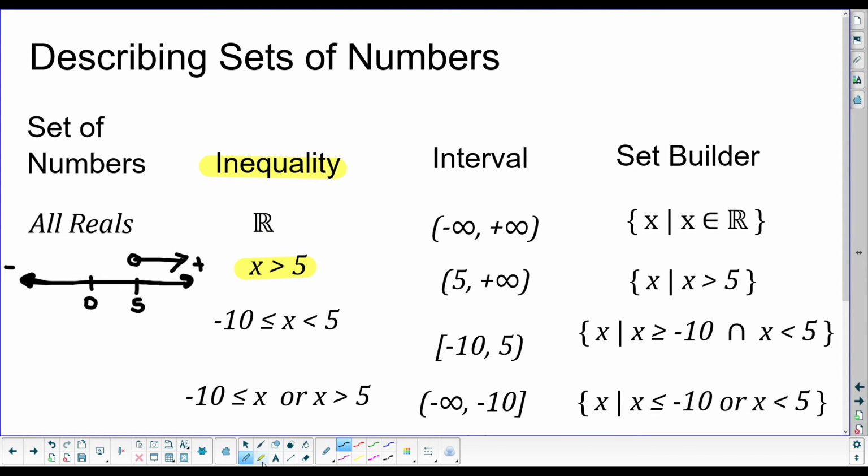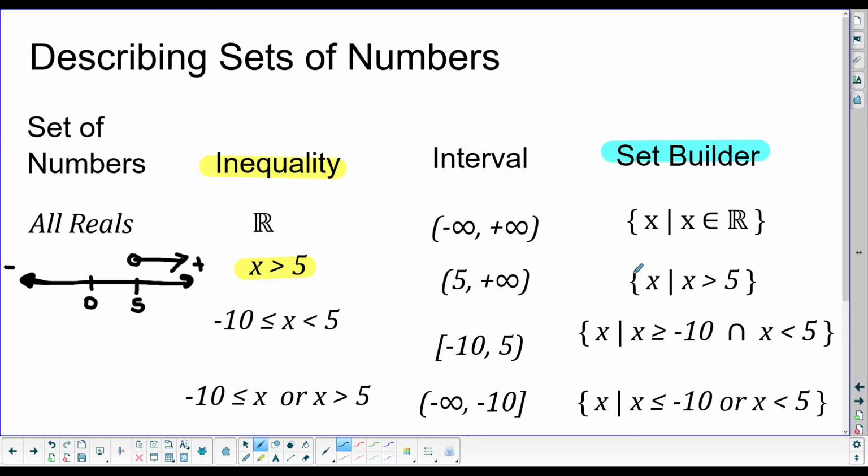Okay, let's jump over here to set builder notation. Set builder notation is kind of a fancier or more formal way of describing an inequality. It's read very specifically. These curly brackets right here mean "the set of." So whenever we see curly brackets, we're talking about the set of numbers.